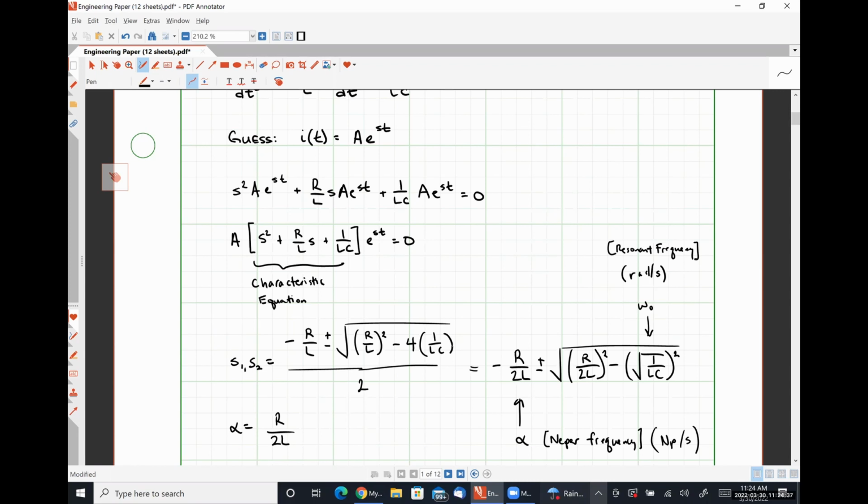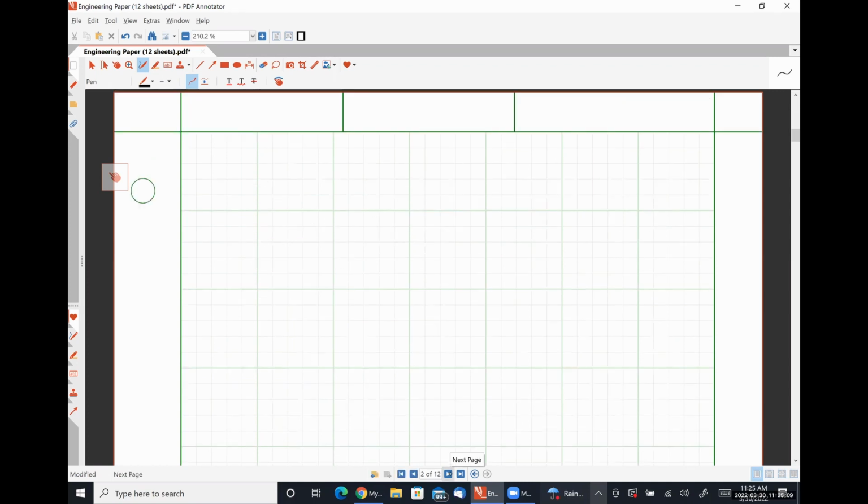If we look back at our guess value, we can see that our guess was A e to the st. Well, we figured out what s is. There's actually two of them. A is going to be related to the initial conditions on the circuit. And due to superposition, we're going to have two distinct solutions, and the sum of those solutions is a solution in and of itself.